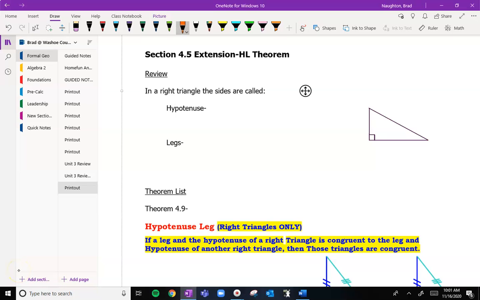Welcome to 4.5 extension. It's called an extension because it's not really a whole section. It's just a little bit more. But anyways, let's review a couple of things about right triangles.